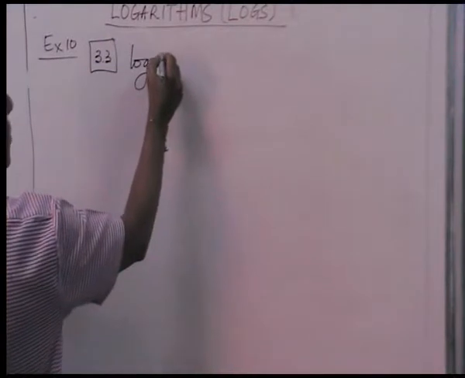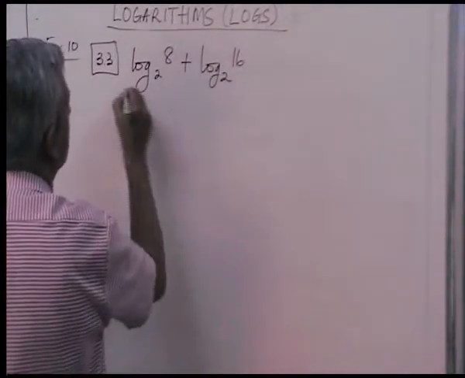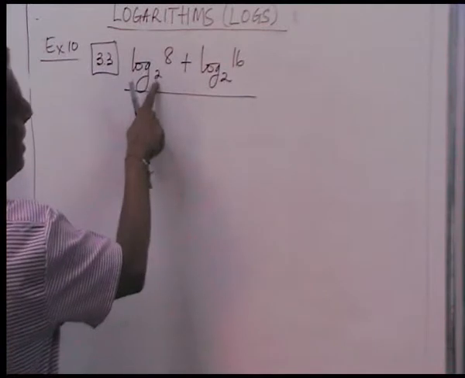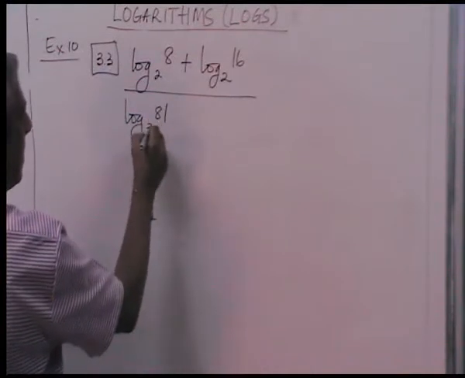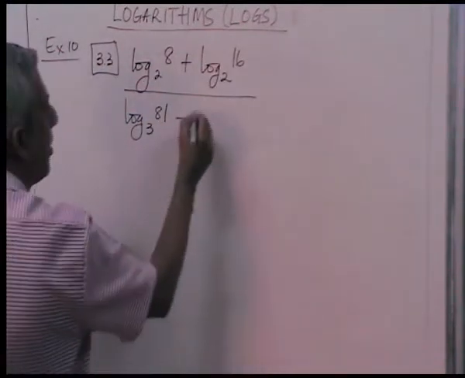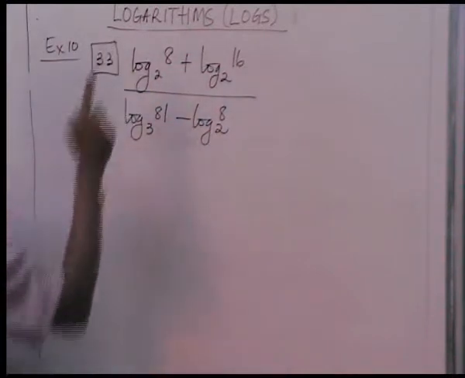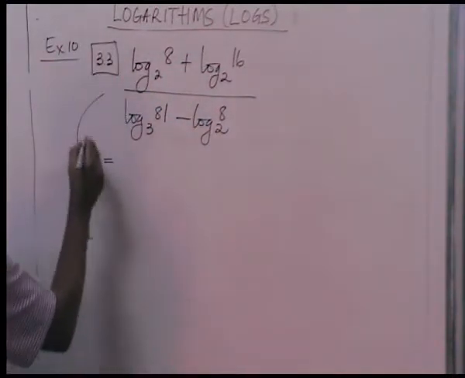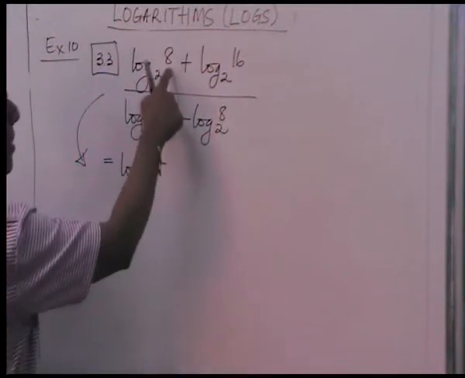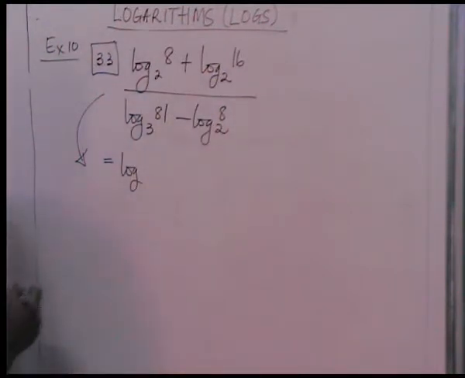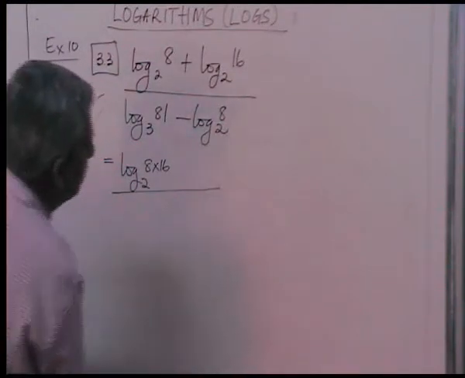At 3.3, log of 8 to the base 2 plus log of 16 to the base 2, all over log of 81 to the base 3 minus log of 8 to the base 2. In the numerator, you can see clearly the bases are the same. In the denominator, the situation is different. So, let's handle the numerator first. I'm going to use the log of a plus log of b rule, so it will be log of 8 times 16, all to the base 2, all over.